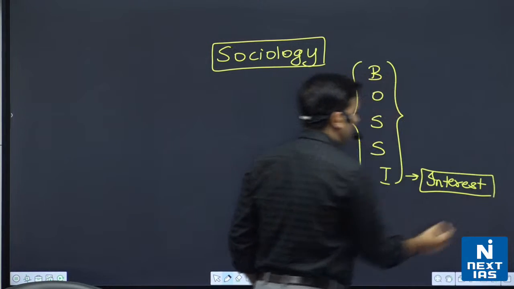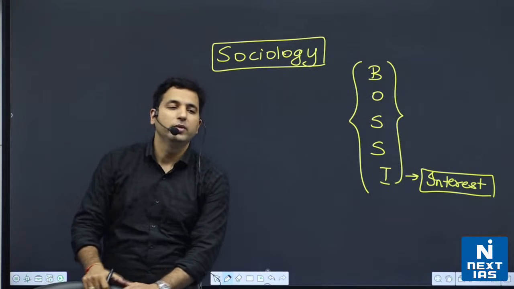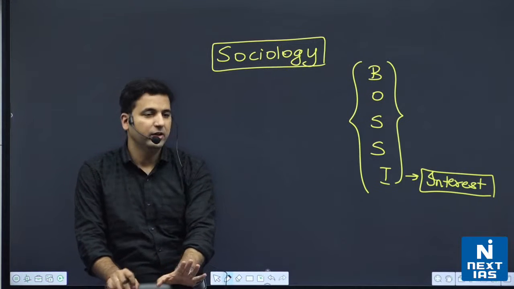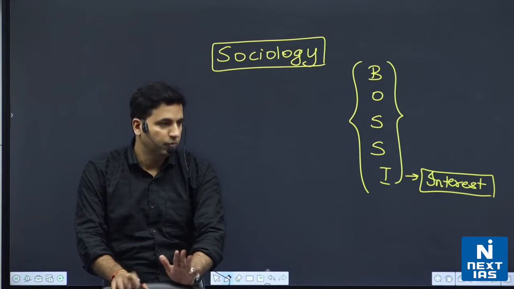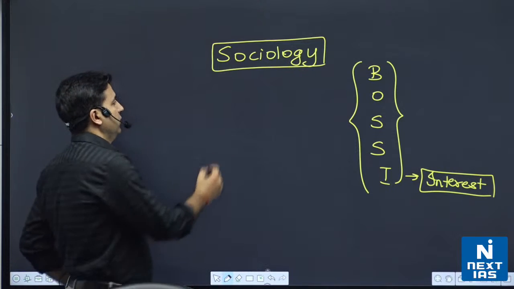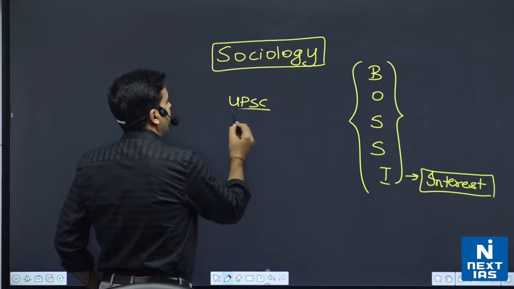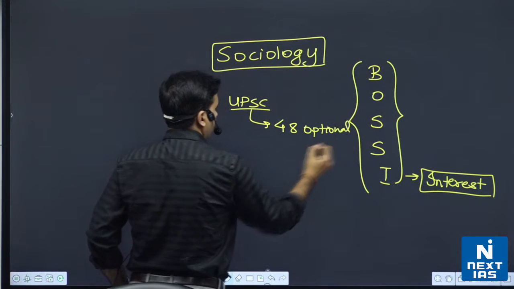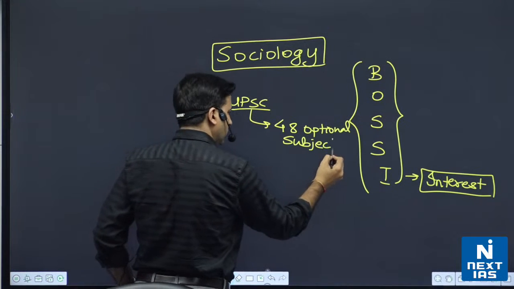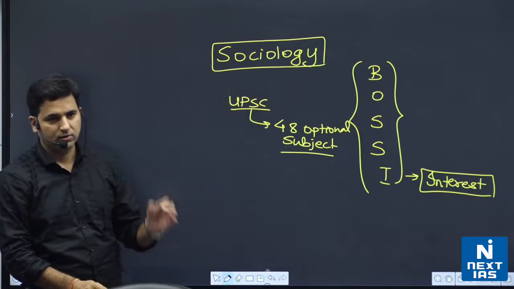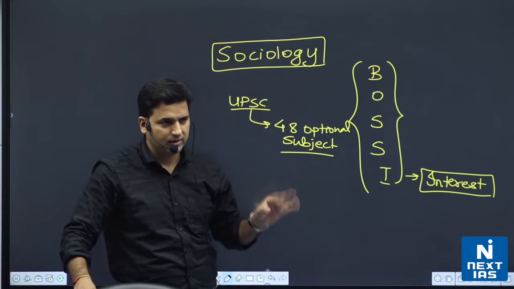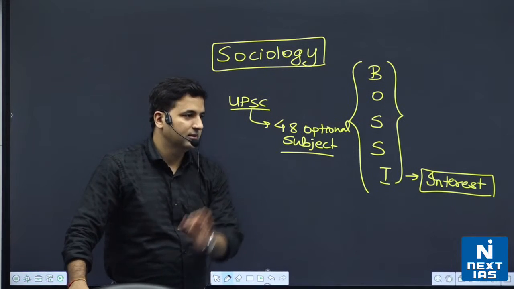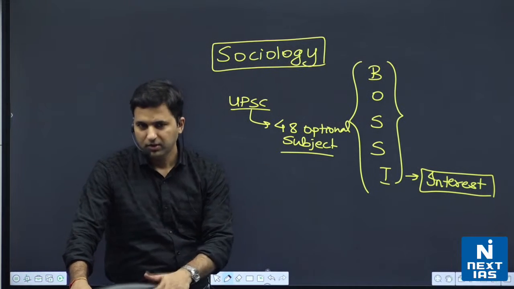Now, interest in the subject is the primary criteria. And how do we know we are interested in this subject? By giving a brief reading of every optional subject which is provided by the UPSC. Now, if you see the UPSC website, UPSC gives you somewhere around 48 optional subjects to make a choice from. It includes all the 20 plus literature subjects also, Hindi literature, Sanskrit literature, Urdu literature, and so forth. So, out of 48, you have to make a choice of which optional subject you are going to opt for in this examination.